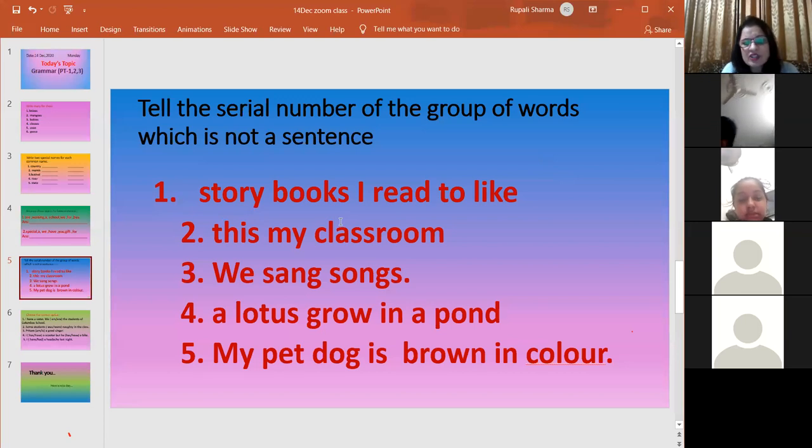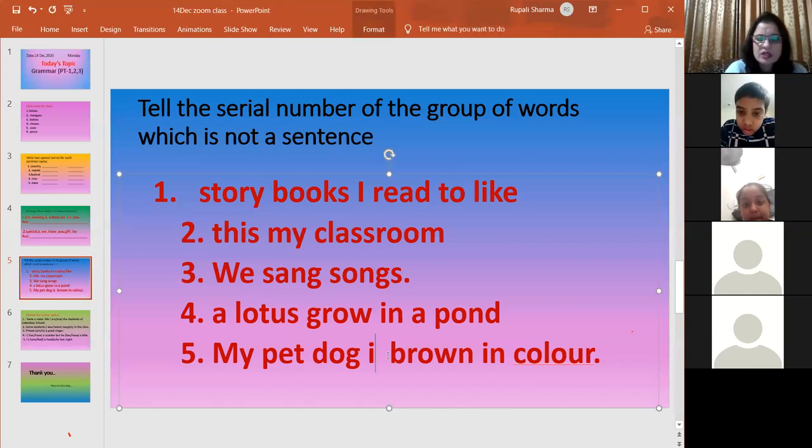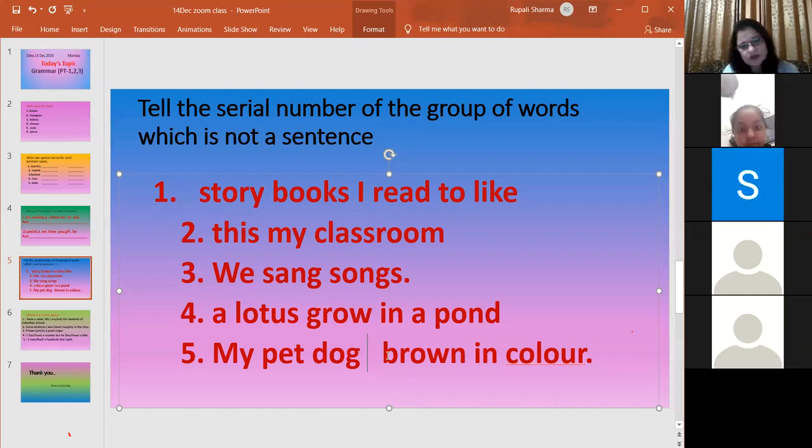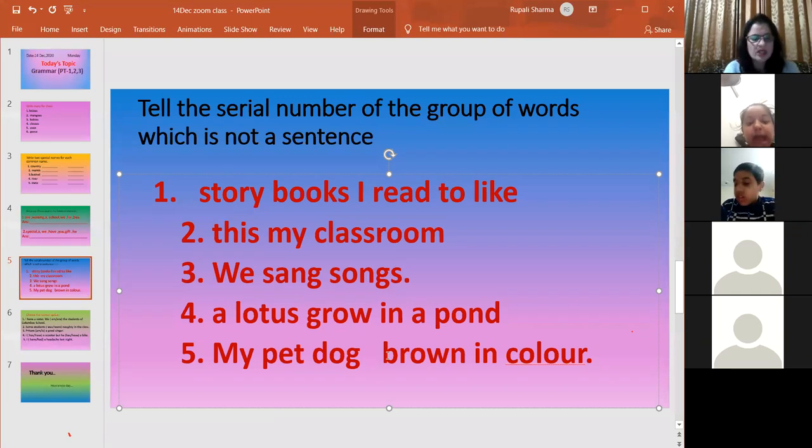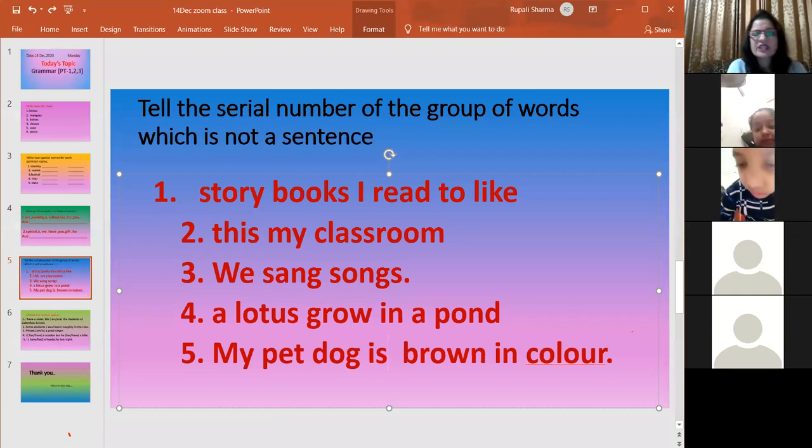Okay, the fifth: my pet dog is brown in color. Is this a sentence or not? Yes, because the first letter is capital, it makes sense, and at last a full stop is there. But if we remove is, is it a sentence now? My pet dog brown in color. No, ma'am. Yes, very nice.